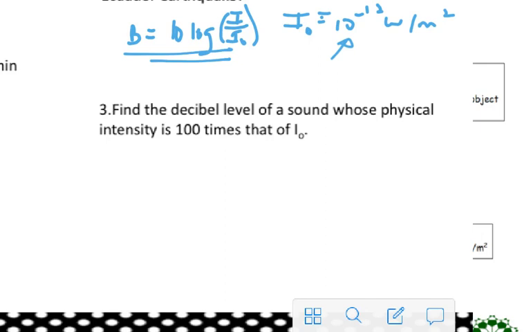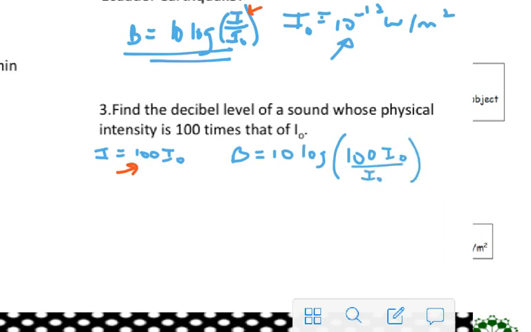All right, so let's see what they have. The physical intensity is 100 times that of I naught. Okay, so the intensity is 100 times I naught. So let's fill that in the formula. B equals 10 log. We're going to replace this intensity with 100 times I naught, so 100 times I naught over I naught. That's my formula. Notice how I'm able to cancel those out.